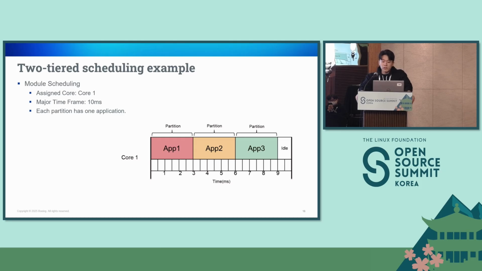So suppose we have a system running multiple applications, all assigned to run on a single core, core 1. I have defined the major time frame to be 10 milliseconds, and the applications run within their respective partitions during this time frame. For example, application 1 has an offset of 0 and a duration of 3 milliseconds. Application 2 starts at offset 3 milliseconds and runs for 3 milliseconds, and so on. The system will repeatedly execute this major time frame during its operational mode, ensuring that each application runs periodically within its assigned partition.